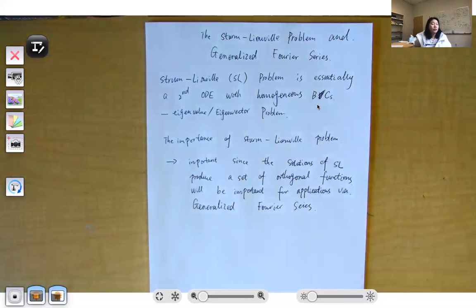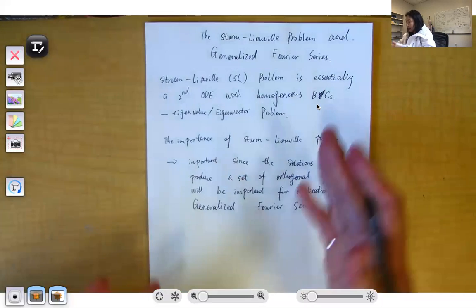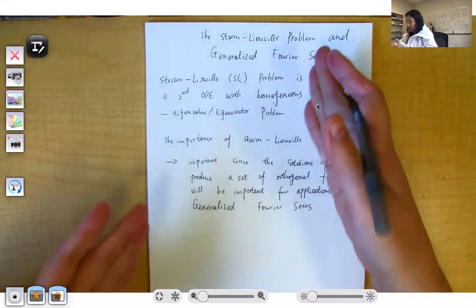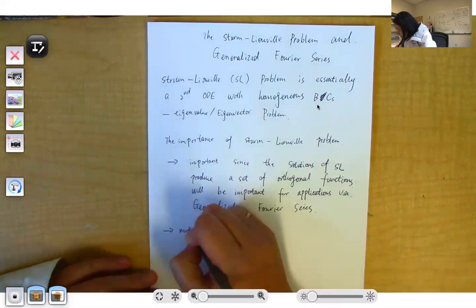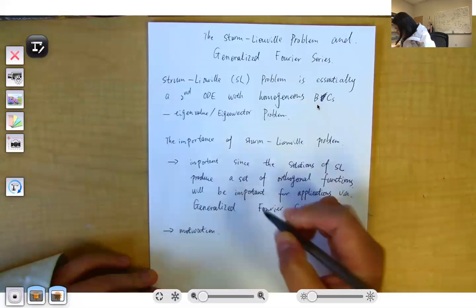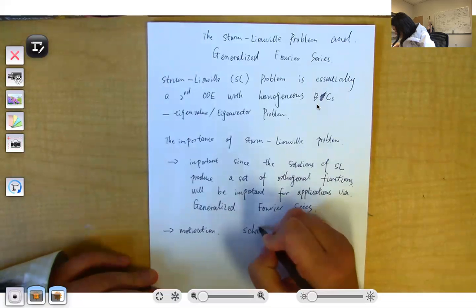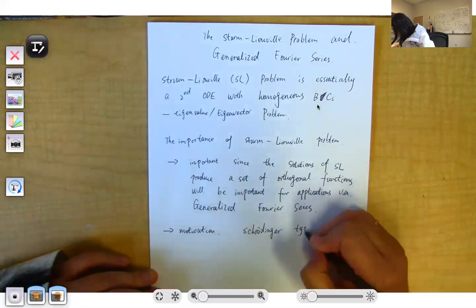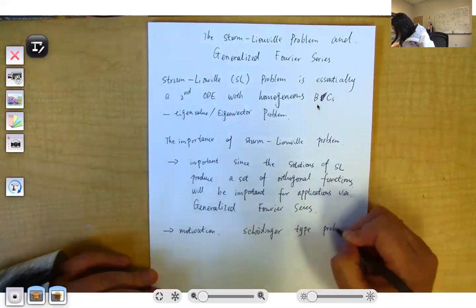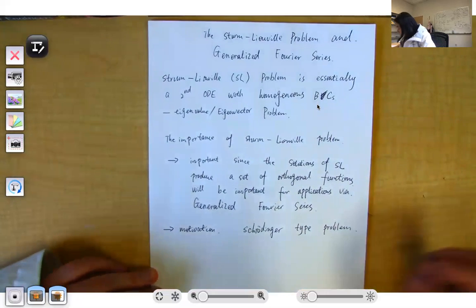And what is the motivation for this Sturm-Liouville problem? What kind of problem type will have this kind of solution using the Sturm-Liouville problem set? So one of the motivations is a Schrödinger type problem. It is much more often to see this Schrödinger type problem in quantum mechanics.